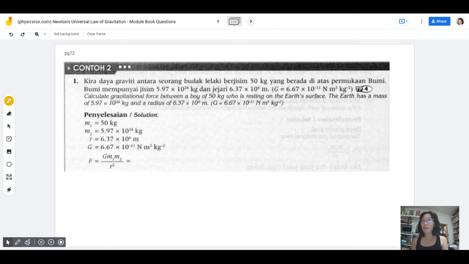Contoh is the example. And because it's an example, they've already given some prompts here. Basically, they show you how to get started on solving the question. That's why they've got this list over here. I'll go through what all these things are. So for question 1, you need to calculate the gravitational force between a buoy of 50 kilogram resting on Earth's surface. So they gave the mass of the buoy. They've also given the mass and the radius of the Earth, as well as the value of G, which is the gravitational constant. Now, over here, they've written the list here with M1, M2, R.